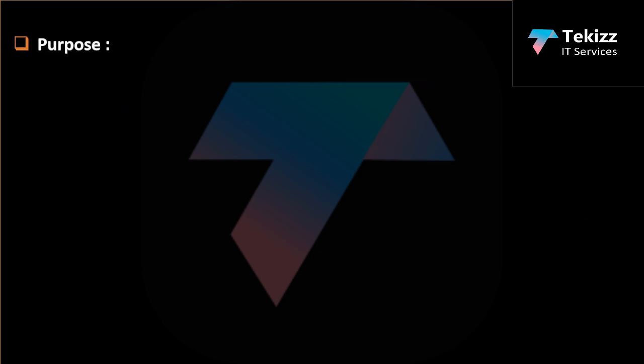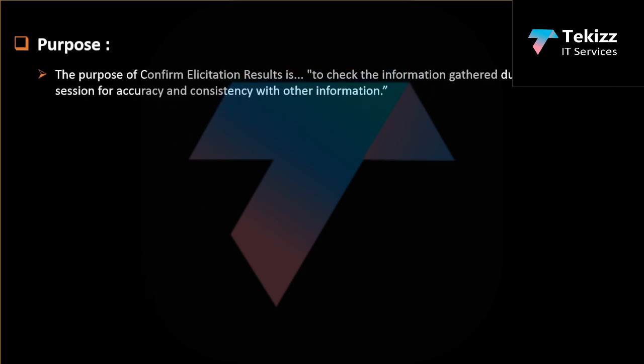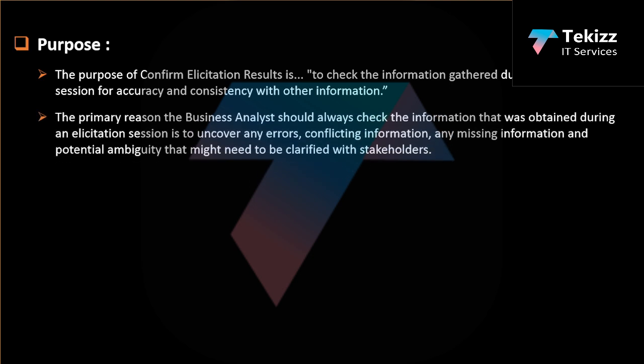Now, the purpose of this activity is to check the information gathered during the elicitation session for accuracy and consistency with the other information. The primary reason the business analyst should always check the information obtained during an elicitation session is to uncover any errors, conflicting information, missing information, and potential ambiguity that might need to be clarified with the stakeholders.